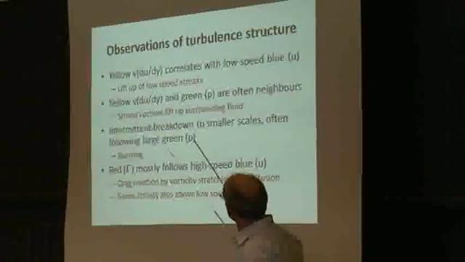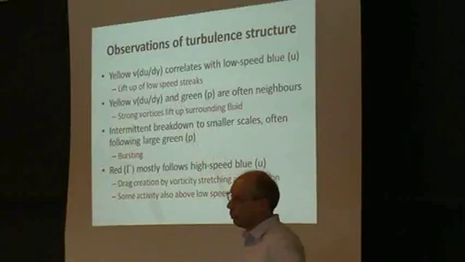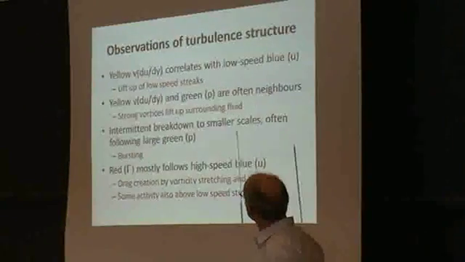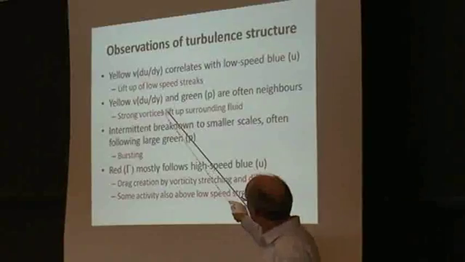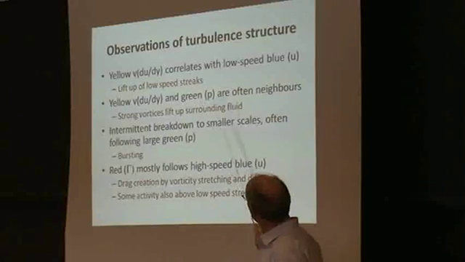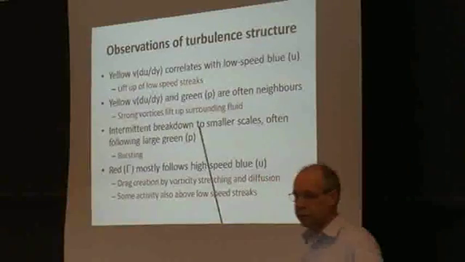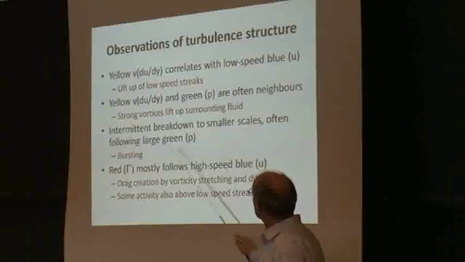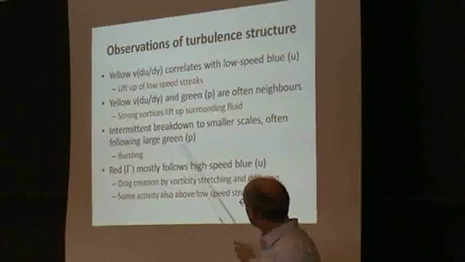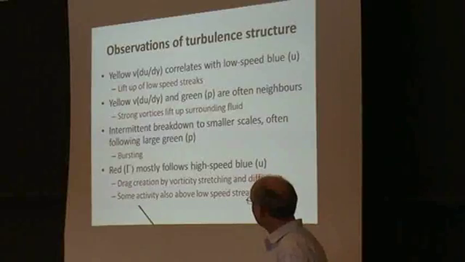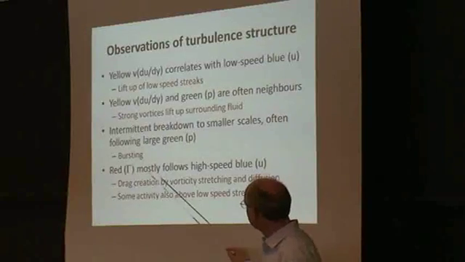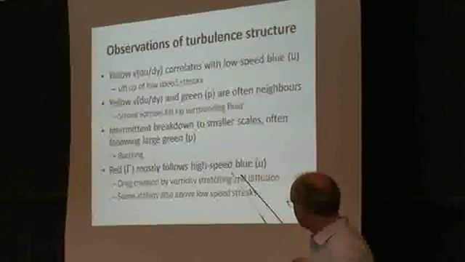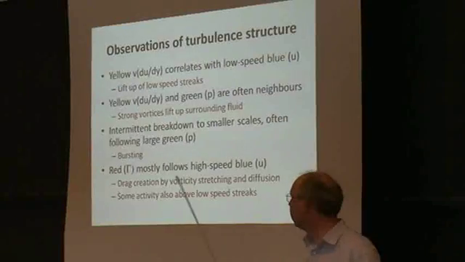Let's just summarize what we see in the pictures. The lift up measure, dV/dy, correlates with the tops of low speed streaks. The dV/dy and the low pressure regions are often next to each other. That's where a strong vortex generates lift up. We've got this intermittent breakdown to small scales, often following a large pressure minimum, which is the bursting process. And then the red in this animation was mostly following the high-speed regions.